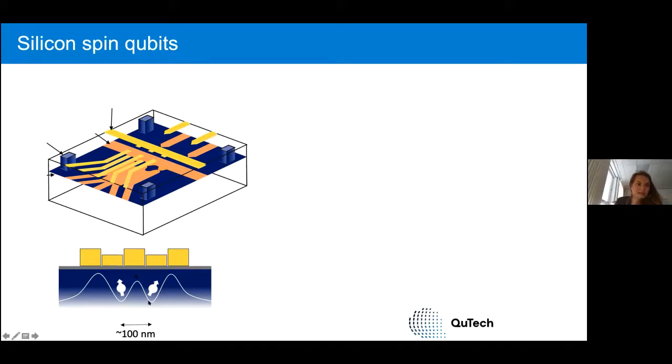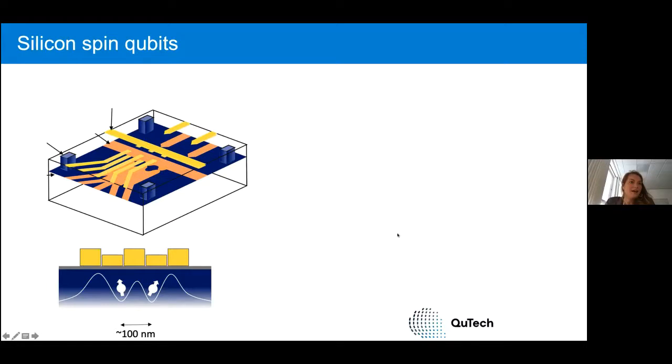So you see that here, right? You see two quantum dots in a potentially shaped landscape. And by applying a magnetic field, we can split the spin states into a two-level system, and we use them as a qubit. And neighboring electrons can interact by means of tunnel coupling.